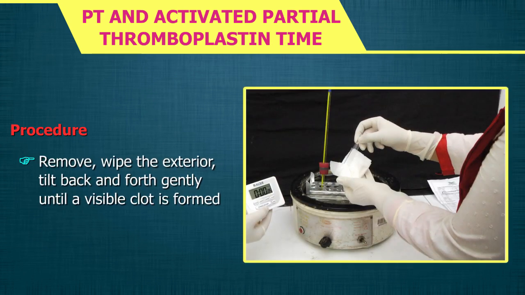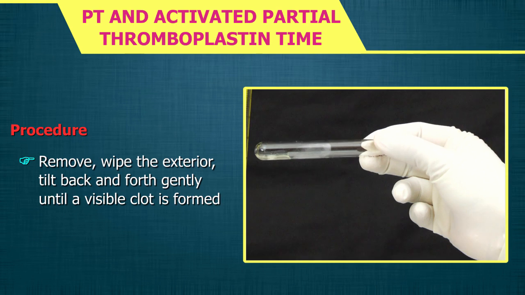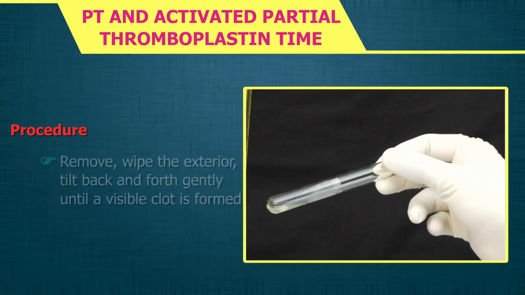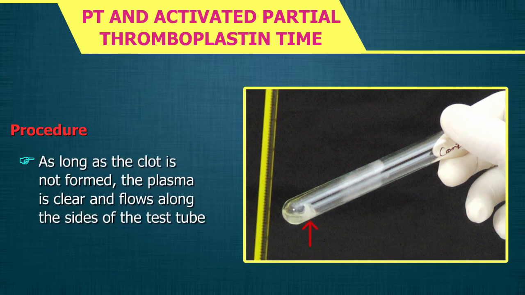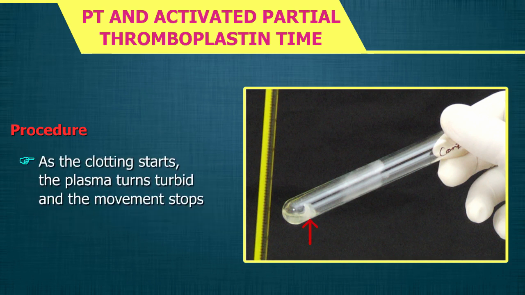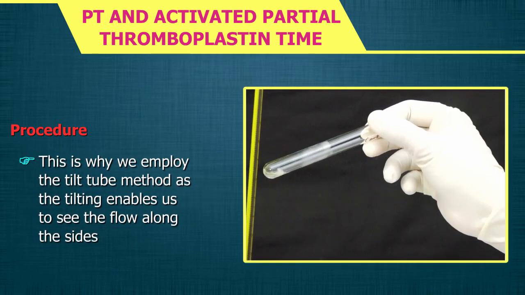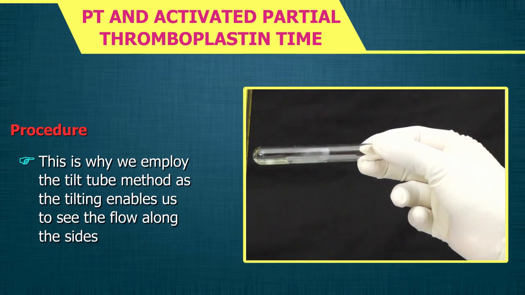Then, remove, wipe the exteriors, tilt back and forth gently until a visible clot is formed. As the clot forms, the mixture will gelatinize and may turn cloudy. As long as the clot is not formed, the plasma is clear and flows along the sides of the test tubes. As the clotting starts, the plasma turns turbid and the movement stops. This is why we employ the tilt tube method, as the tilting enables us to see the flow along the sides.